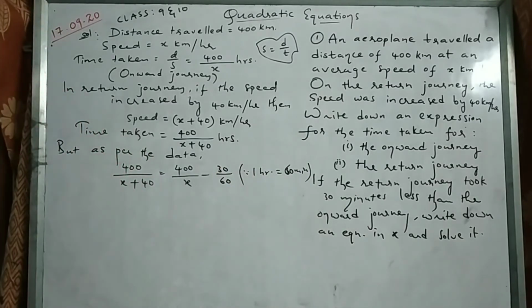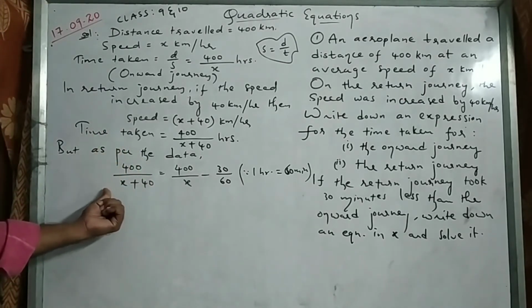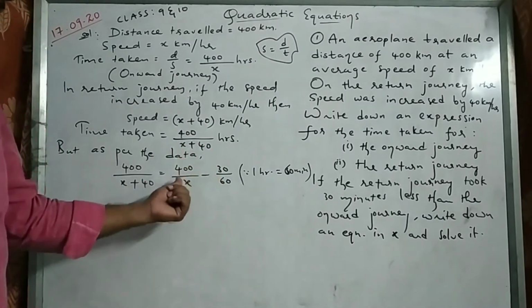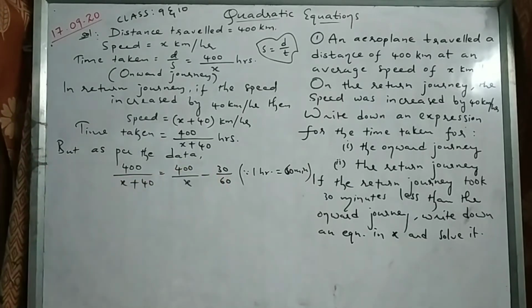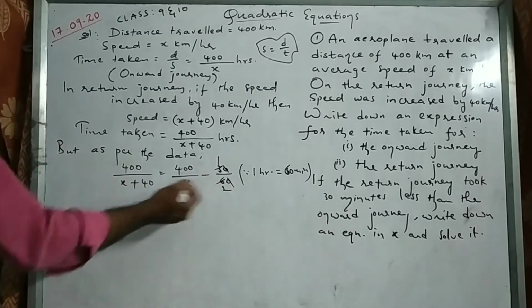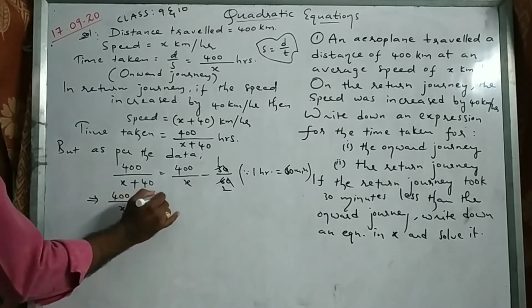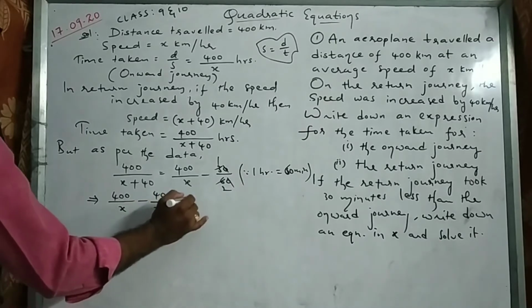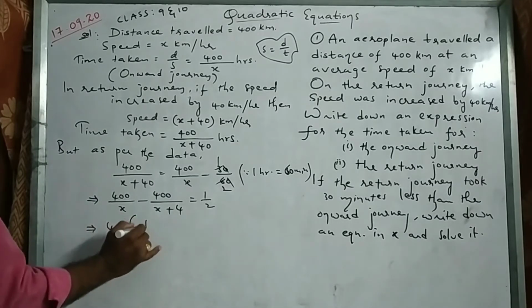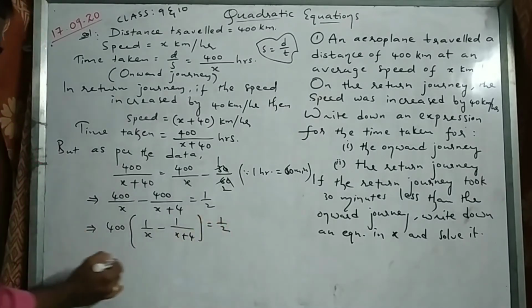Did you understand that step? Return journey took 30 minutes less than the onward journey. Onward journey actually time taken is 400 by x. Less means we have to subtract. This you should understand clearly. Now I will shift this side: 400 by x minus 400 by x plus 4 equal to 1 upon 2. Take 400 common: 1 upon x minus 1 upon x plus 4 equal to 1 upon 2.